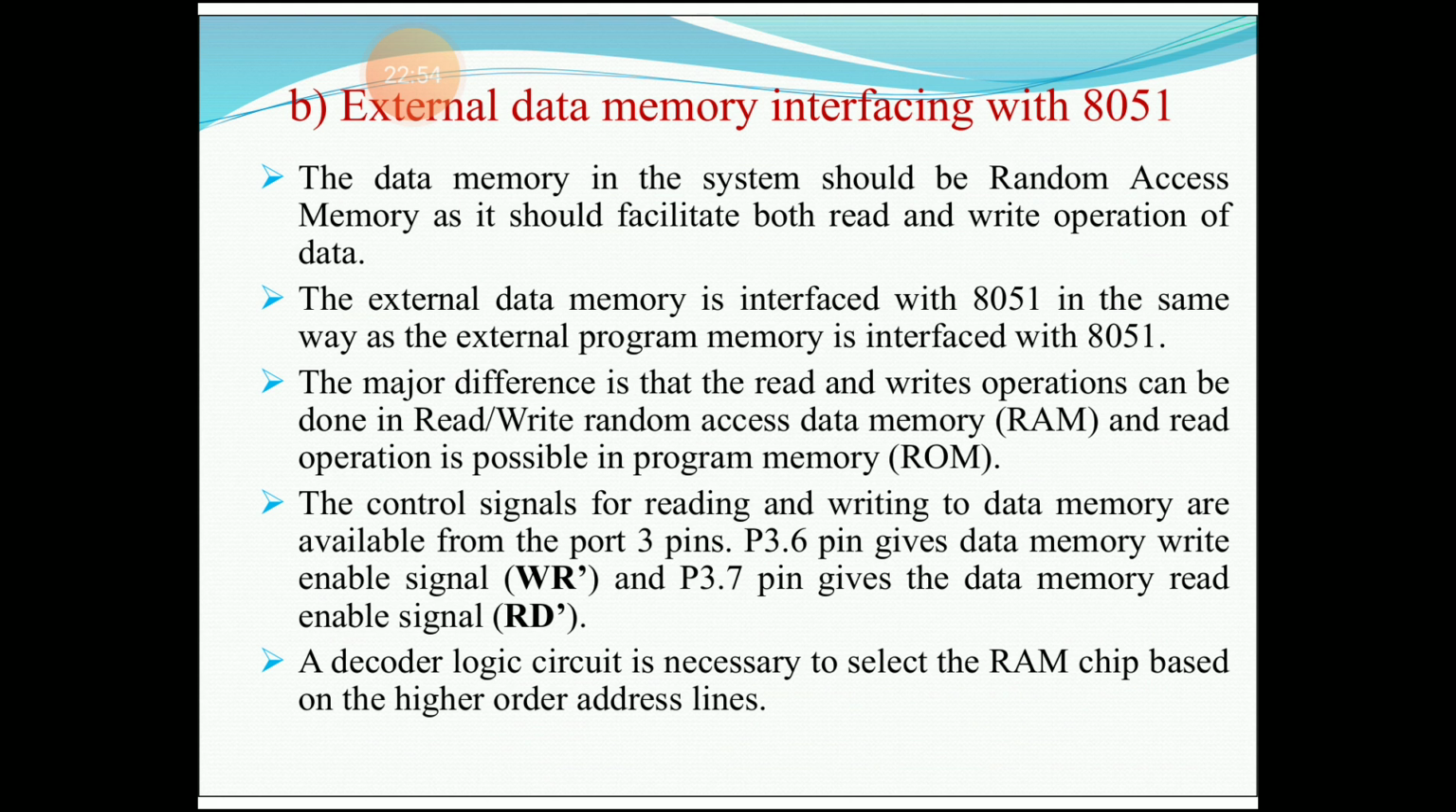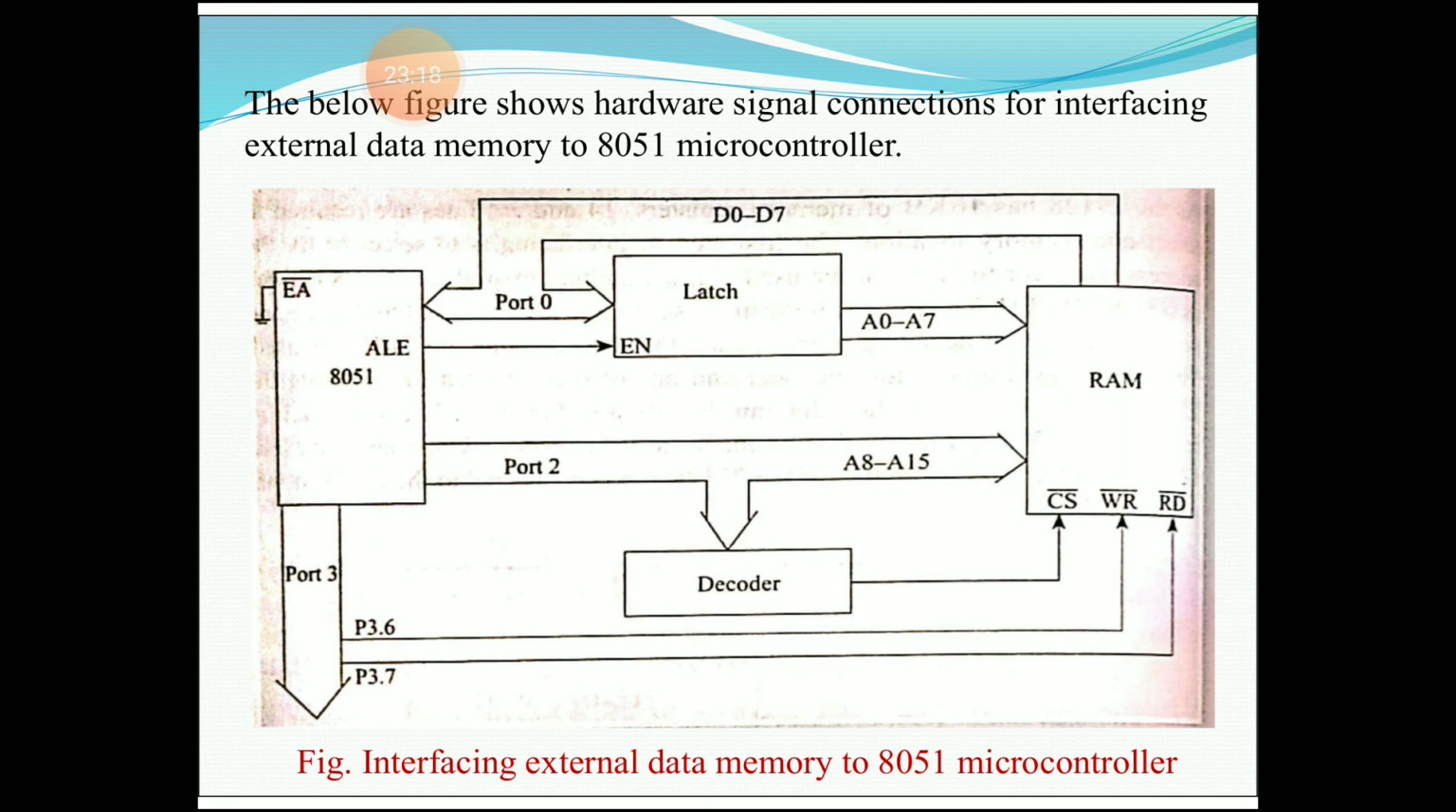The control signals for reading and writing to the data memory are available from port 3 pins 3.6 and 3.7, where 3.6 carries the write signal and 3.7 carries the read signal. A decoder logic is necessary to select the chip based on higher order address lines. This diagram shows the hardware signal connections for interfacing external data memory to the 8051 microcontroller.